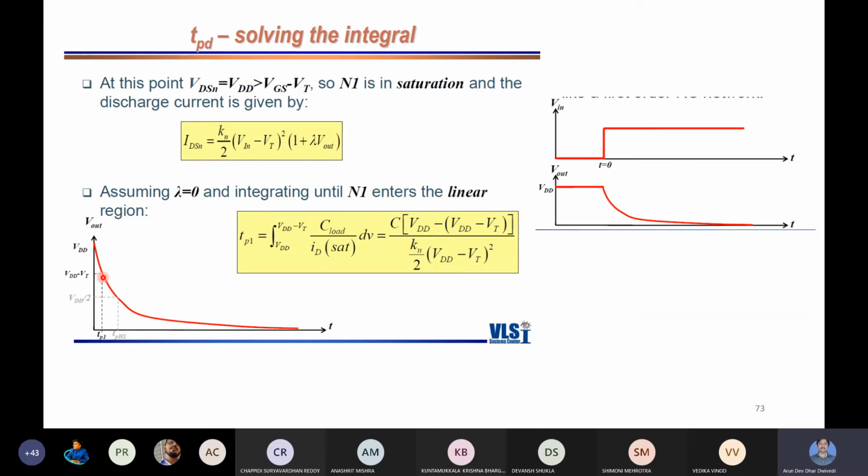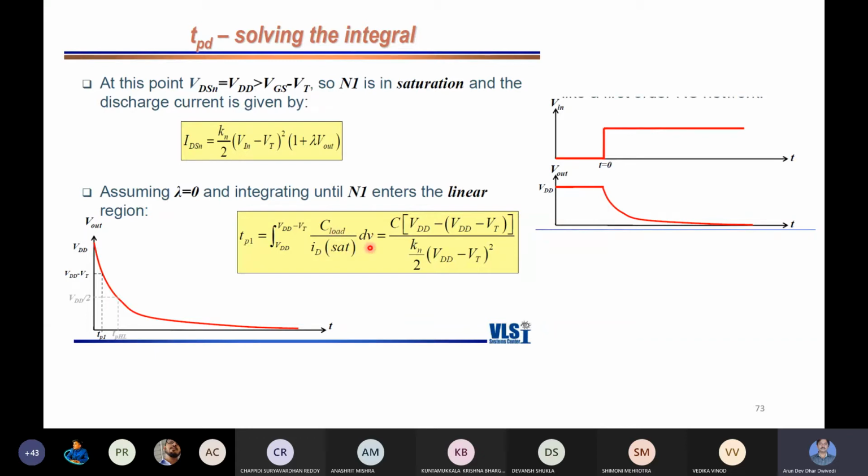So from here to here, we can calculate the delay by taking the current equation IDSN equal to Kn by 2 times (Vin minus Vt) whole square times (1 plus lambda Vout). It can be taken, but here we are neglecting it to make it simple. So we take lambda as 0, no channel length modulation. In that case, the delay from 0 to here, TP1, can be calculated as follows: initially the voltage is switching from VDD to the final voltage VDD minus VT. So the integral from VDD to VDD minus VT, of Cload over ID saturation times dV.